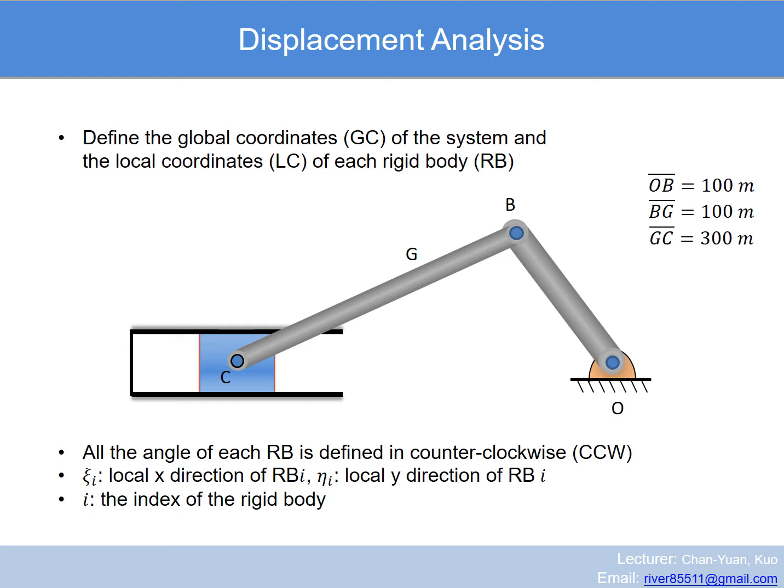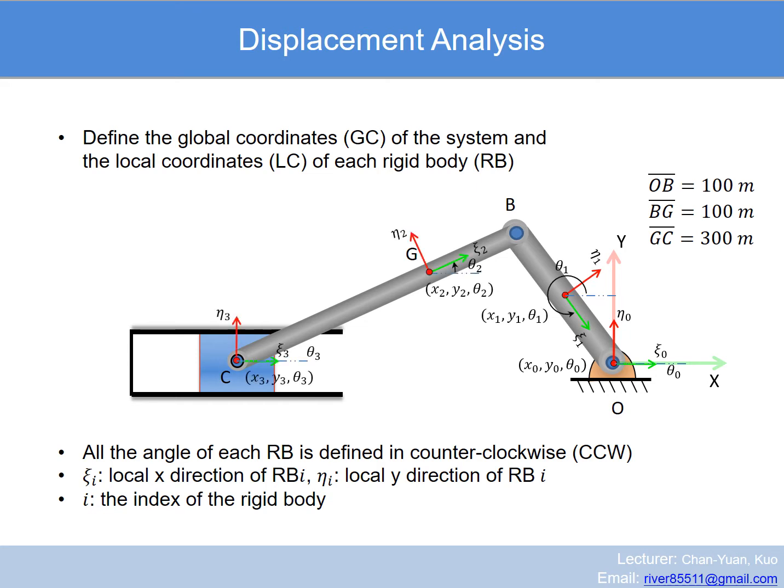Next, since we are now using Cartesian coordinates, we need to define the global coordinates of the system and the local coordinates of each rigid body. Here, I have set the origin of the global coordinates at point O, as well as the origin of the local coordinates of the ground, and let theta 0 denote the angle difference between the local coordinates of the ground and the global coordinates. As for the local coordinates of the rest of the rigid bodies, they are defined like this.